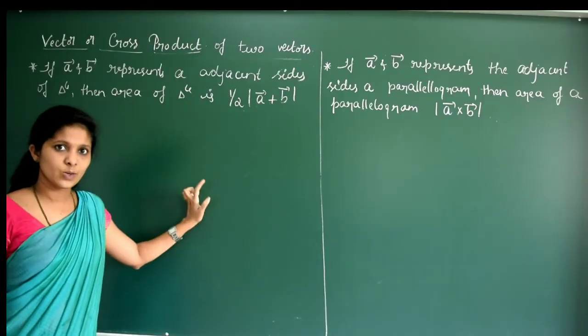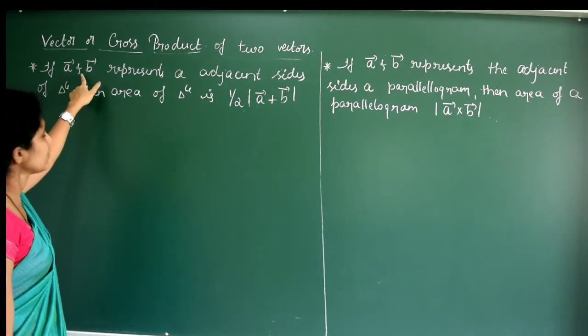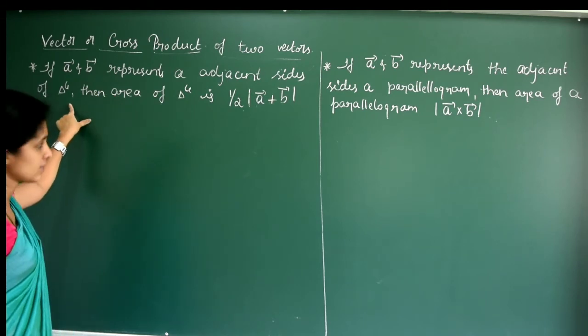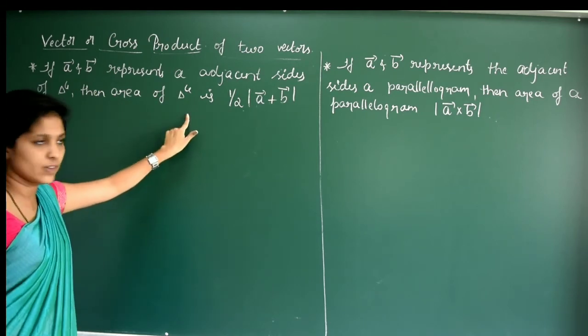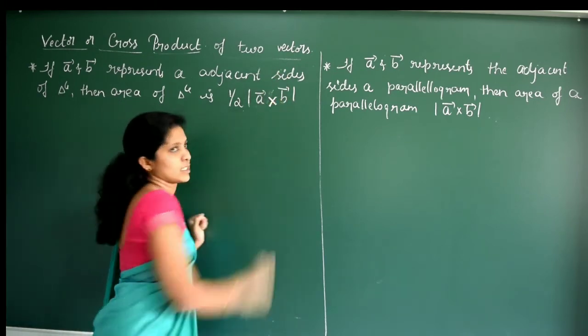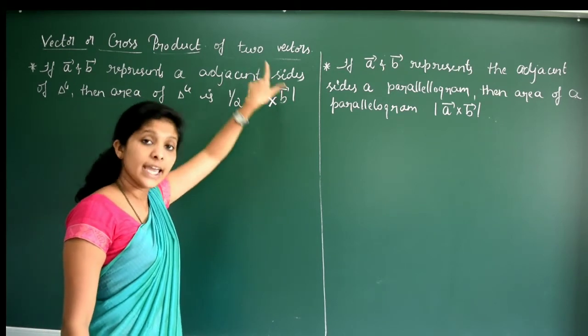Result, important one. Okay, problems based on this are also important. You have to remember these formulas. If a vector and b vector represent adjacent sides of a triangle, then the area of the triangle is given by half into the magnitude of a vector cross b vector, not plus, okay, half into the magnitude of a vector cross b vector, area of a triangle.